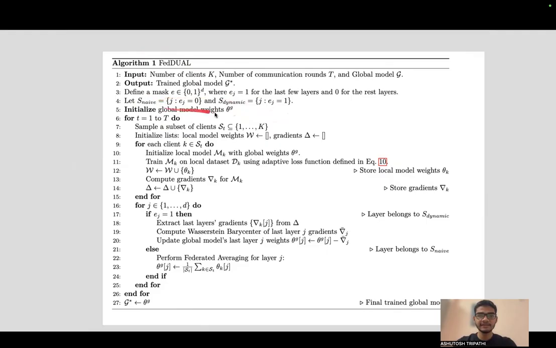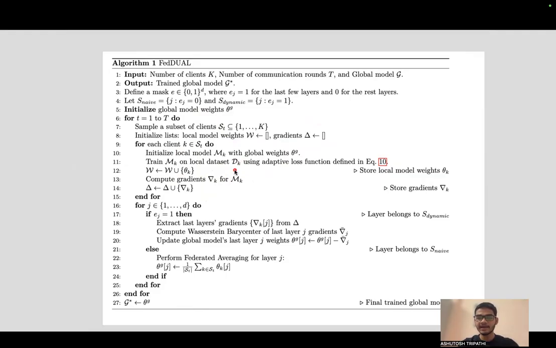So we have initialized the weights of the global model, and for the T rounds, we will pick a subset of clients and we will initialize two lists to store their weights and gradients. Then for each client in parallel, we initialize the local model with the global model weights, and we will train that local model using the loss function that we have proposed on their local data set. And then we will append their weights and their gradients in these lists. We do this process in parallel for each of the clients.